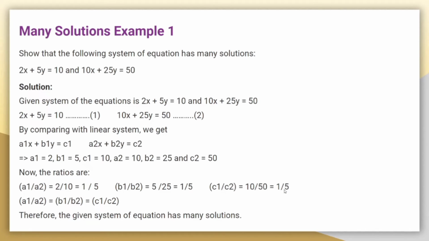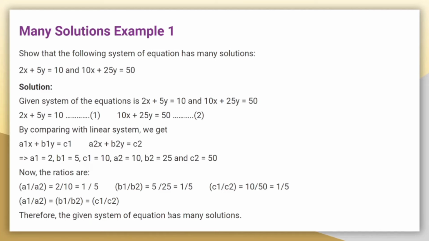5 when simplified. Since all three of these ratios have the same value in the end, we can conclude that a1 over a2 equals b1 over b2 equals c1 over c2. Therefore, the given system of equations has many solutions.